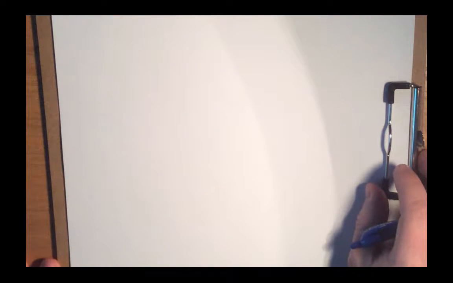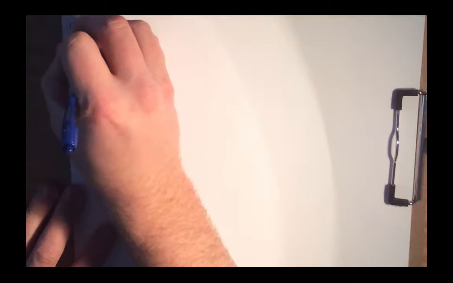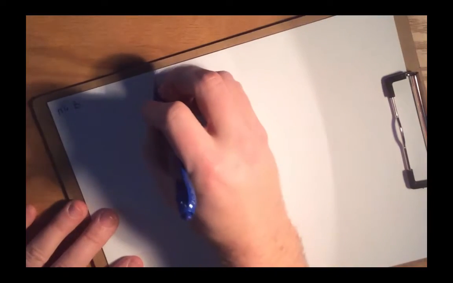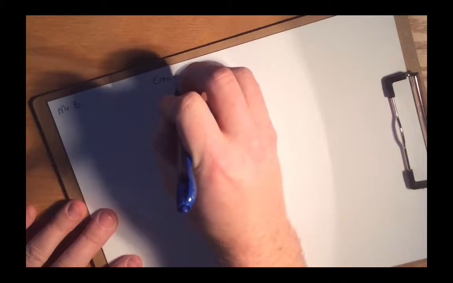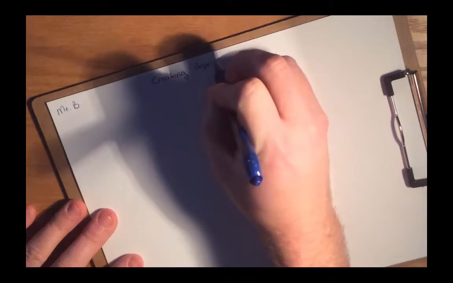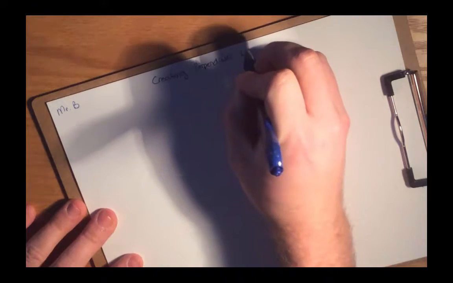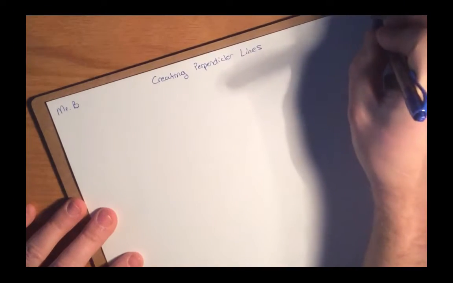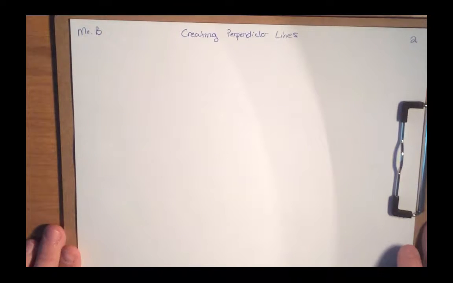If you'd like to come get the different kind, you're more than welcome to. All right, new sheet of paper. Set it up the same way. Your name in the upper left. This one's going to be called Creating Perpendicular Lines. We're going to call this one number 2.